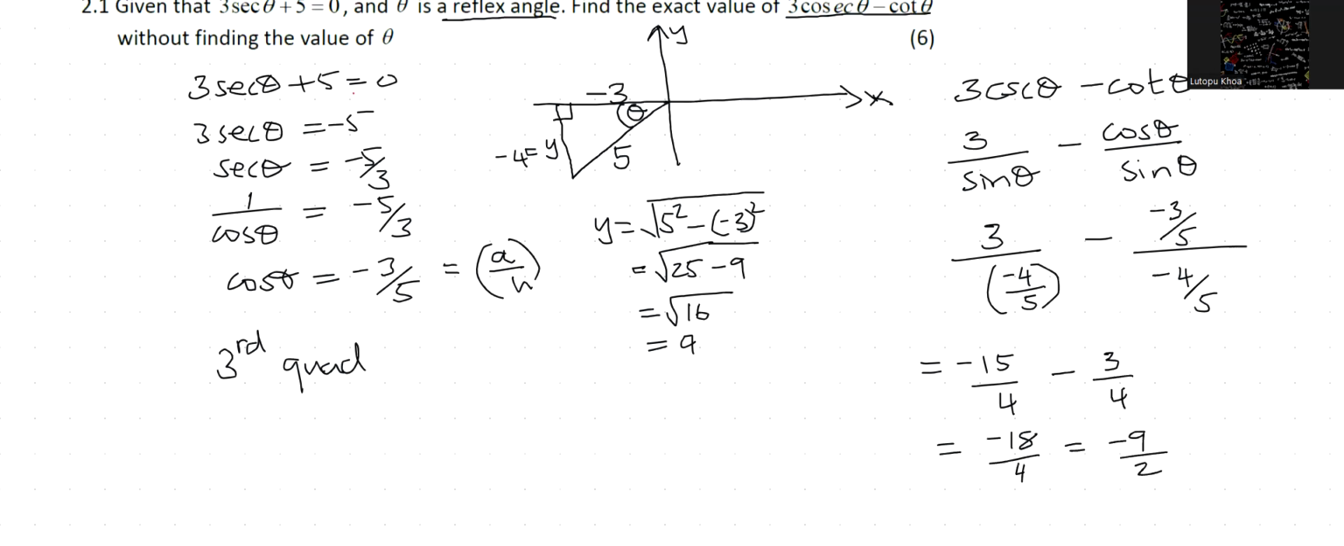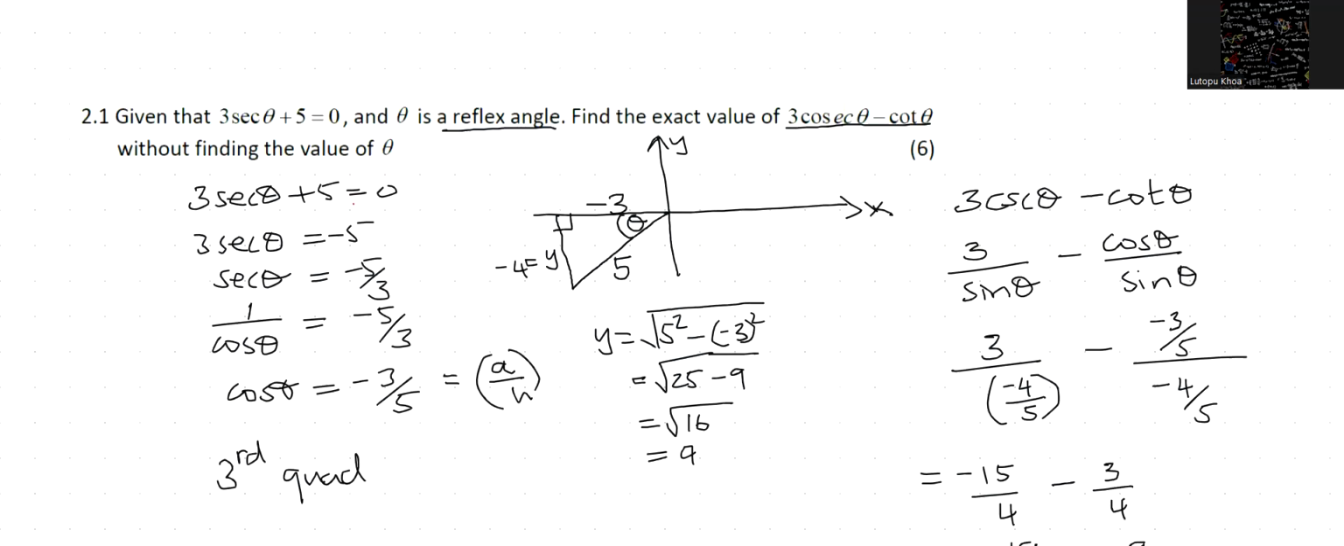Okay, and you could try to work out theta, and then work out 3 cosec theta minus cot theta. You would still get this. But with these questions, it's very important that you do not find the value of theta. If I see in the test that you have worked out the value of theta, you will not get any marks for this question. And 6 marks is a lot of marks to lose.